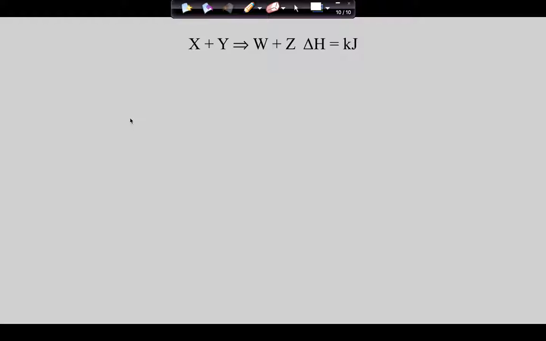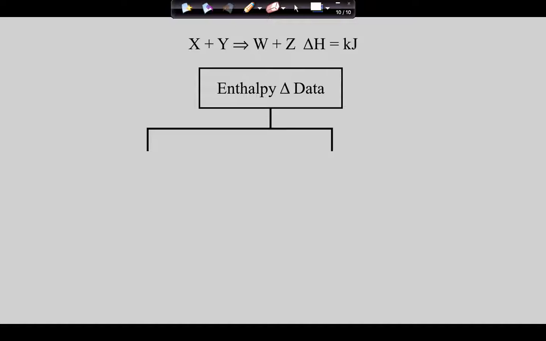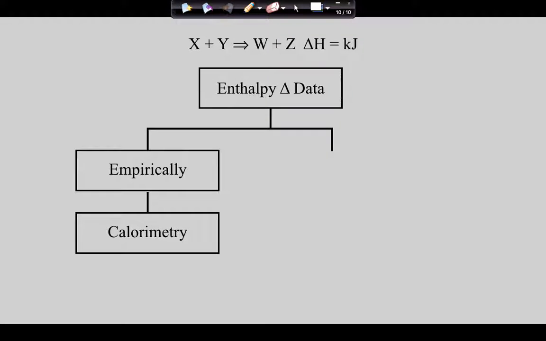So where do the numbers come from that populate this part of the thermochemical equation? And guys, the answer is this. What we're talking about is, where does this enthalpy change data come from? And guys, what you're going to find out is it can actually come from two places. One of the places that this data can come from is empirical. And guys, what does empirical mean? Experimentation. And when we get this data from experimentation, we are carrying out a process called calorimetry.